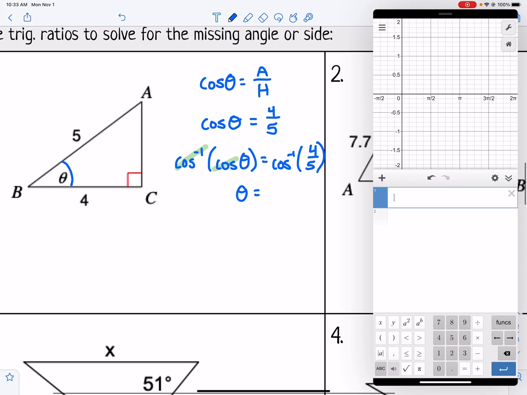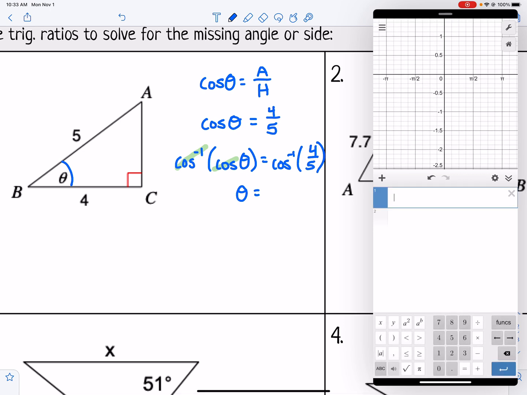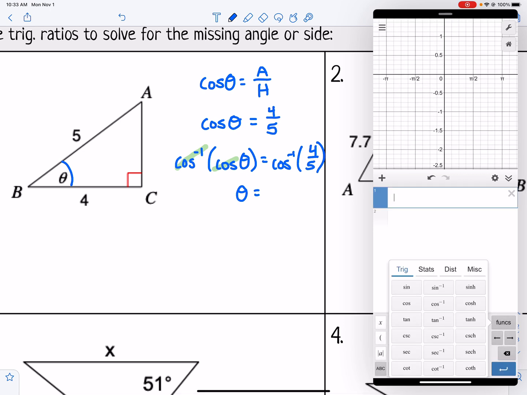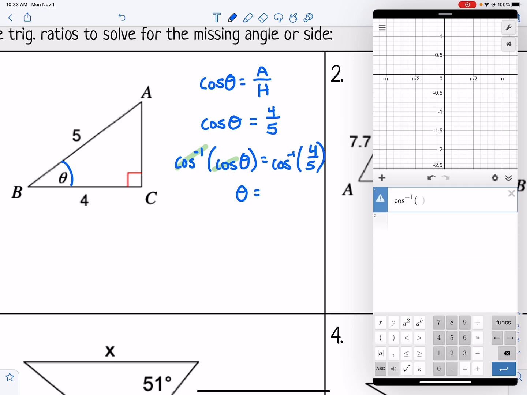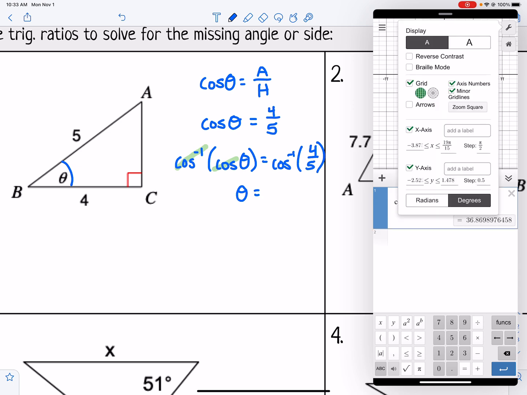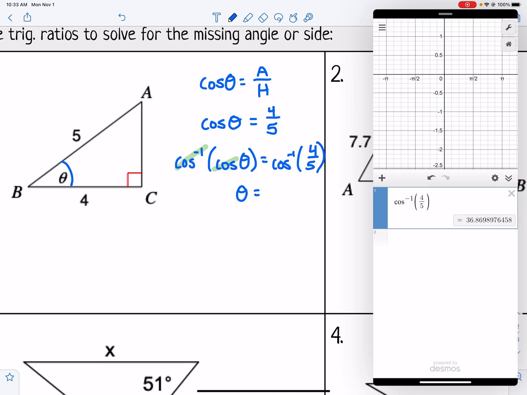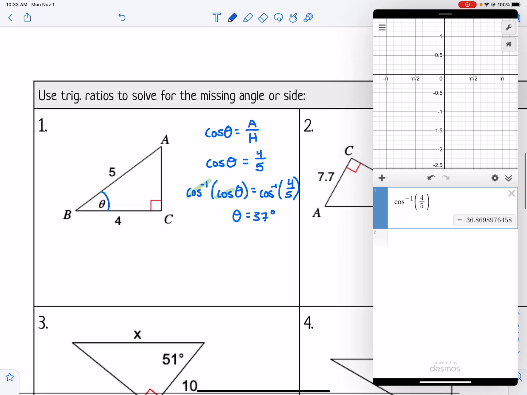Okay, so we just have to type in the inverse cosine. You go to functions, go to trig, and find the cosine with the little -1 on it. That's the inverse cosine. Then type 4/5 and make sure in that little wrench that you've hit degrees. It usually is on radians, so just make sure you hit degrees. And then you want to round to the nearest degree, so that would be 37 degrees. And that's all we need to do for that one. All right, let's look at another problem.